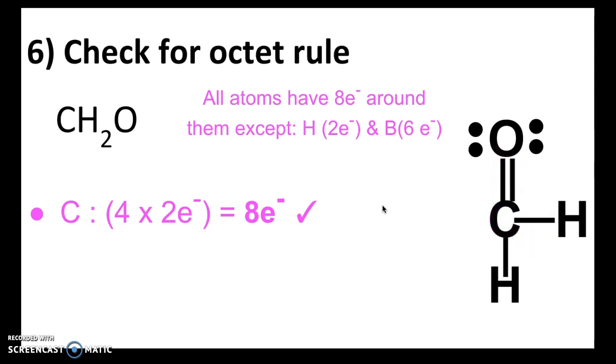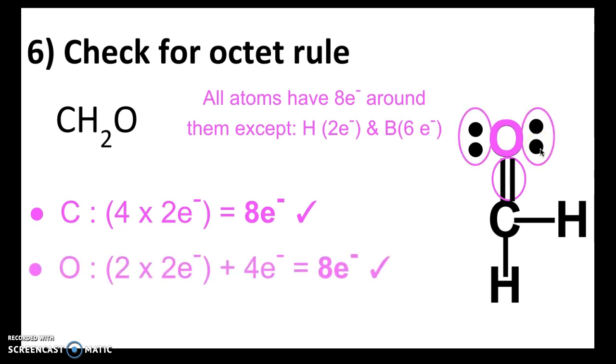Now we can move on to the oxygen. Oxygen, again, I'm just focusing on the lone pairs and bonds that are directly attached to it. I've noticed that there's a double bond attached to the oxygen and then 2 lone pairs. So that's what I'm going to be counting. So again, for the double bond, there's 2, 4, 6, 8. And that means oxygen has 8 electrons, so oxygen looks good.